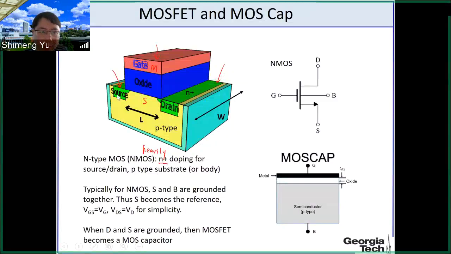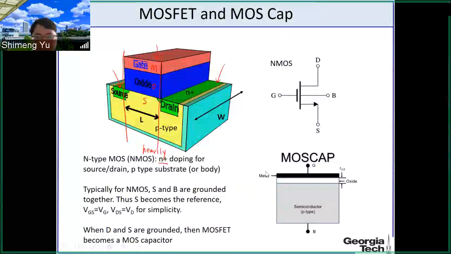When the source and the drain are ignored, and we only look at the structure in the middle, then we have this MOS structure. This is like a capacitor before we integrate the source and drain. So we're going to discuss this MOS structure first today. In the following lectures, we're going to discuss the MOSFET after we add the source and the drain.